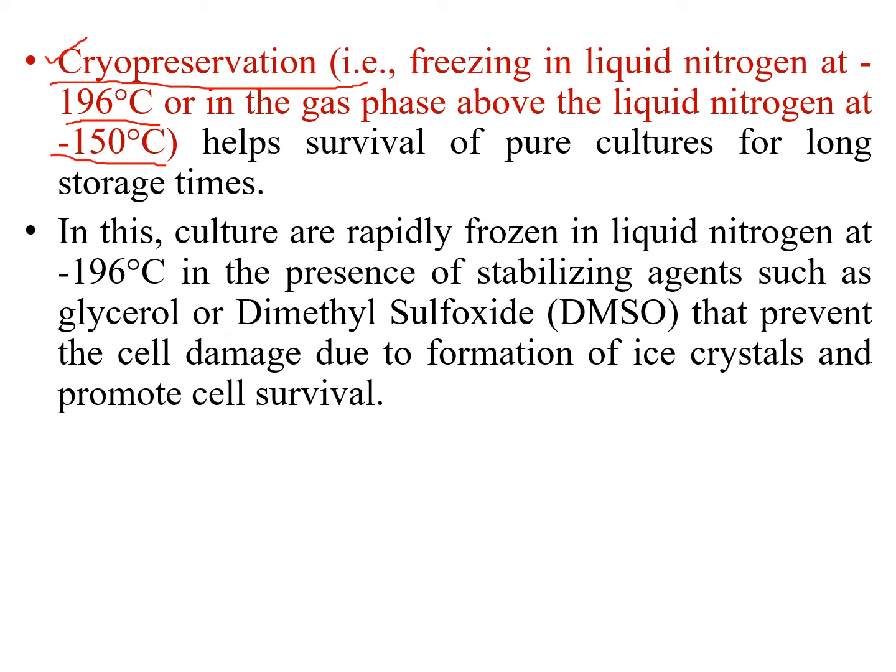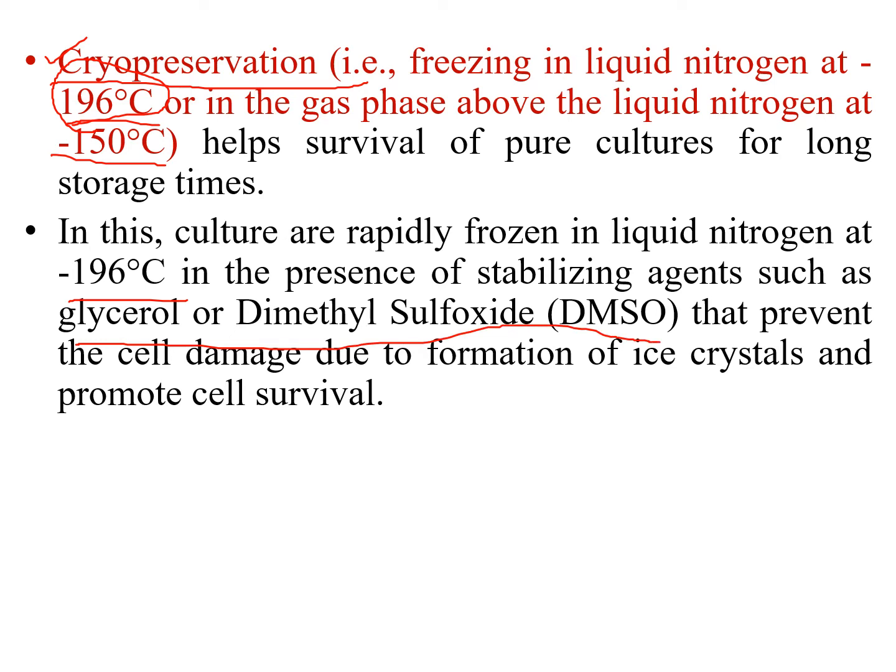So usually we can say minus 196 degrees centigrade, freezing in liquid nitrogen temperature, is required for cryopreservation, or in the gas phase above the liquid nitrogen, that is minus 150 degrees centigrade. It helps survival of pure culture for a long storage time. In cryopreservation techniques, cultures are rapidly frozen in liquid nitrogen at minus 196 degrees centigrade in the presence of stabilizing agents such as glycerol or dimethyl sulfoxide, DMSO.